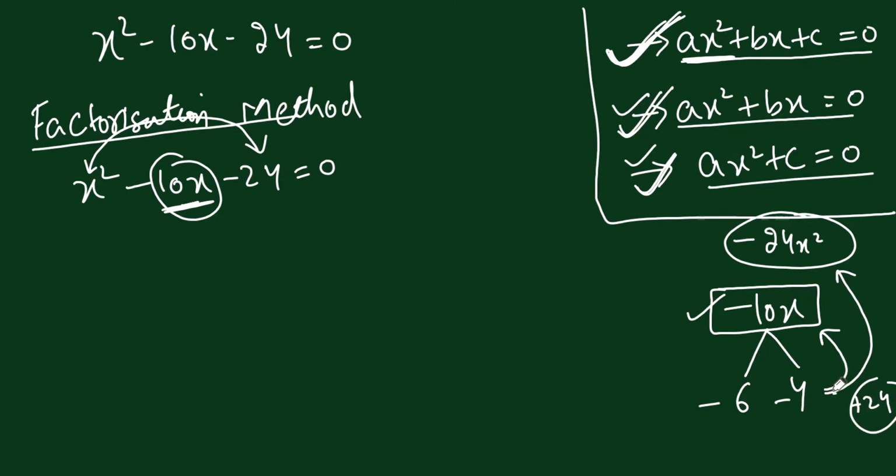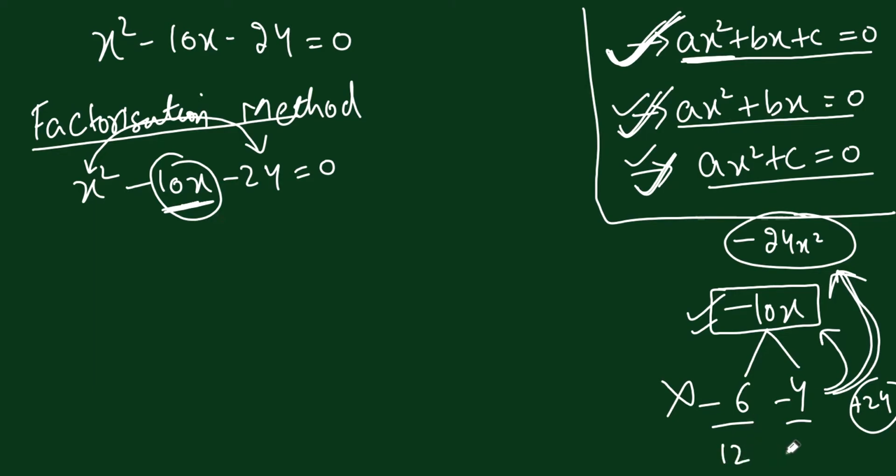But what do we want? We want minus 24. Correct? I repeat, minus 6 minus 4 is giving us minus 10 on adding, but on multiplying, are we getting minus 24? No, we are getting plus 24. So this is wrong. We cannot use minus 6 and minus 4.